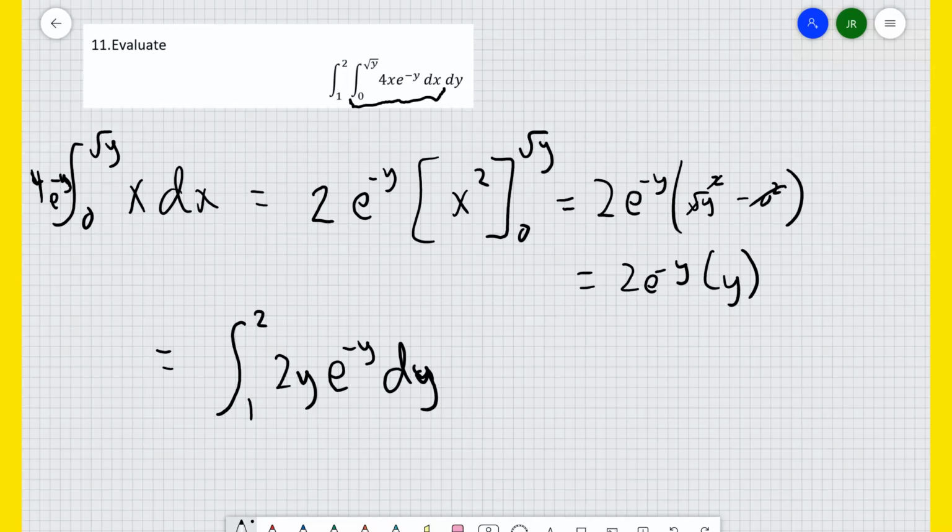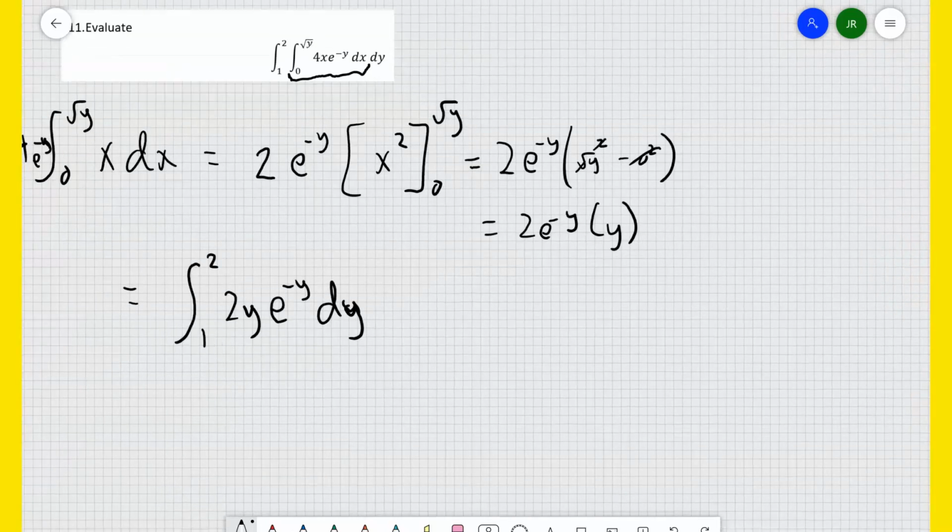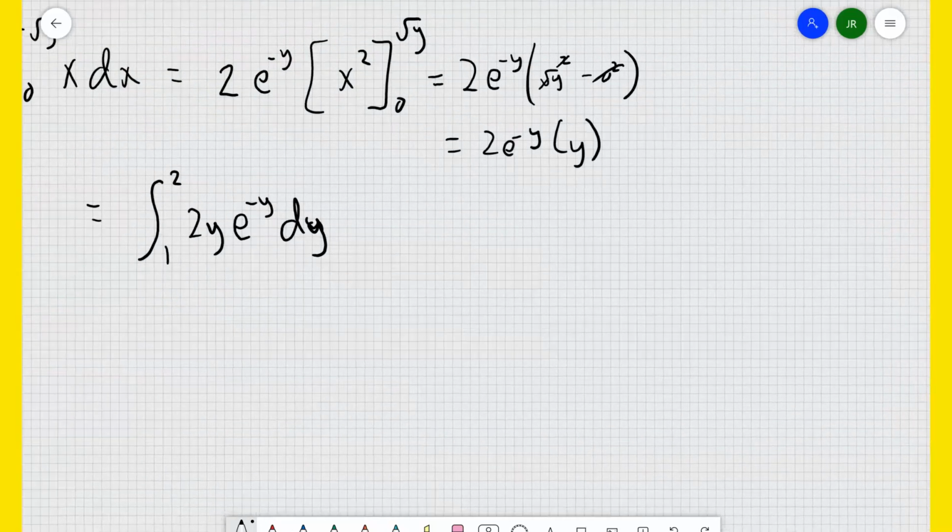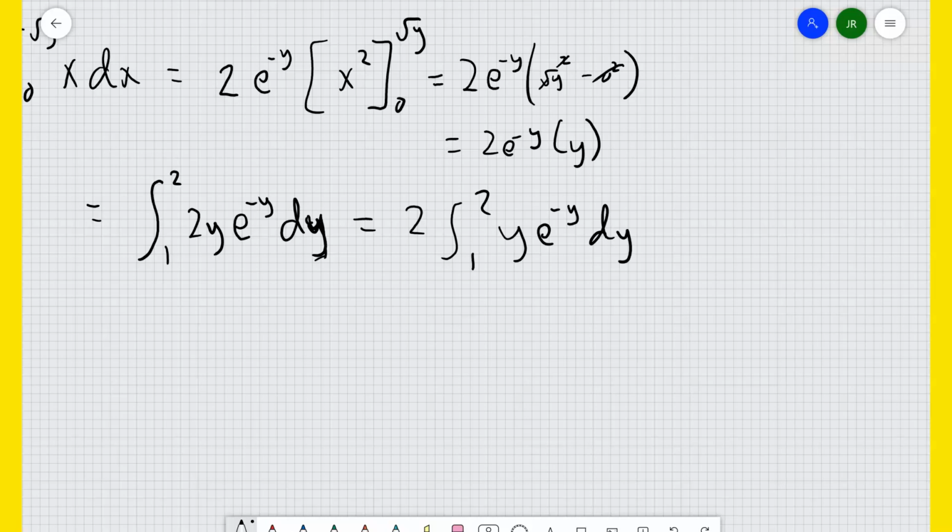Now, this is going to get more difficult than we want it to be, but we're going to deal with it. All right, I'm going to move the 2 out here. And this looks innocent enough. I mean, it looks like, well, shouldn't we just be able to integrate that? But u-substitution won't work, and there's no integral formula for this. We have to do integration by parts.